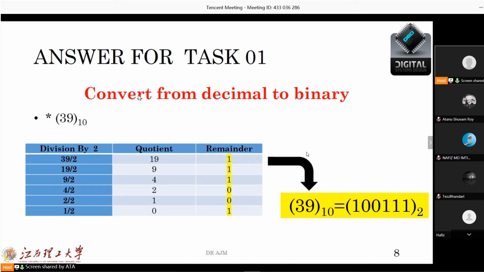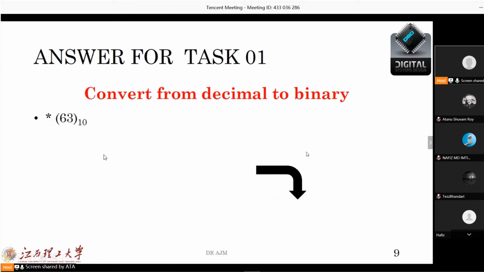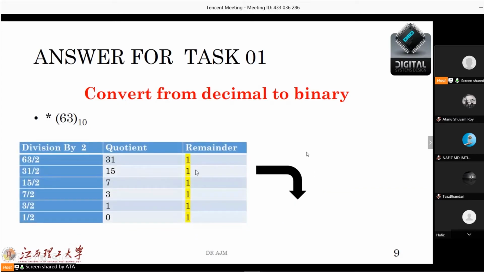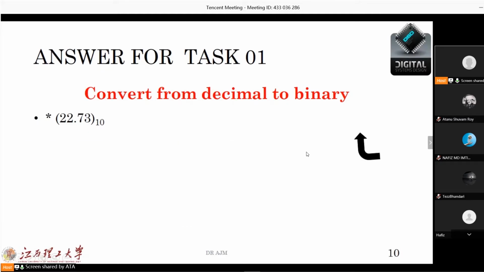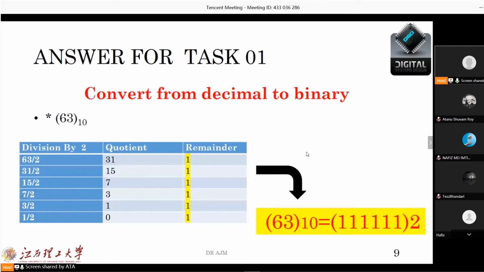Let us see the next one. Next one is also the same, 63. We will do the same process, and then the remainders are 1, 1, 1, 1, 1, like this. We will start from the last one and go upward. Okay, these are for the numbers which are in integer form.